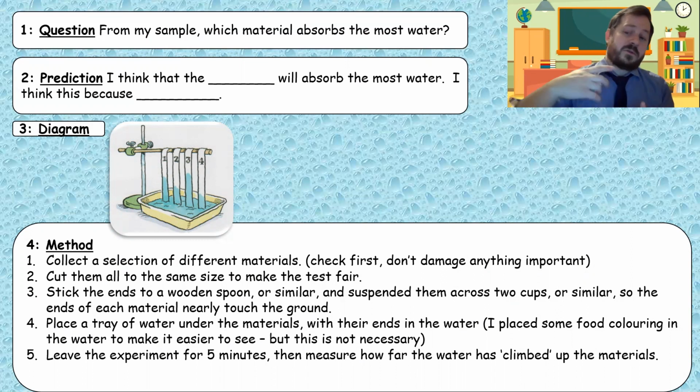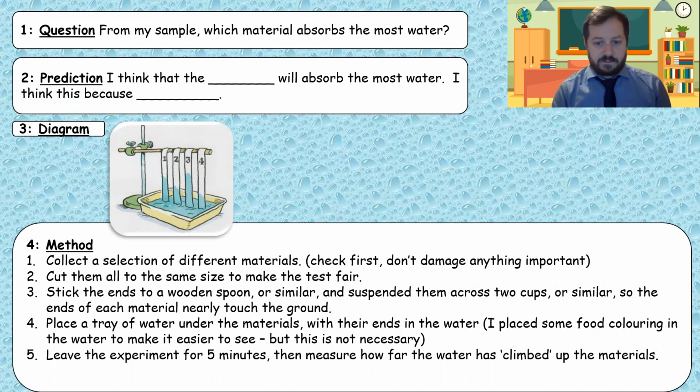You can place food colouring into it. I did it, it's just to make it so that it's easier to see, but you don't have to do it. But if you do have it, it does make it easier then to record your results. Leave for 5 minutes. Now, in order for this to be pretty accurate, you do need to measure exactly how long you've left them for. And then you measure how far up the material the water's climbed or has been absorbed. That's what we're thinking about.